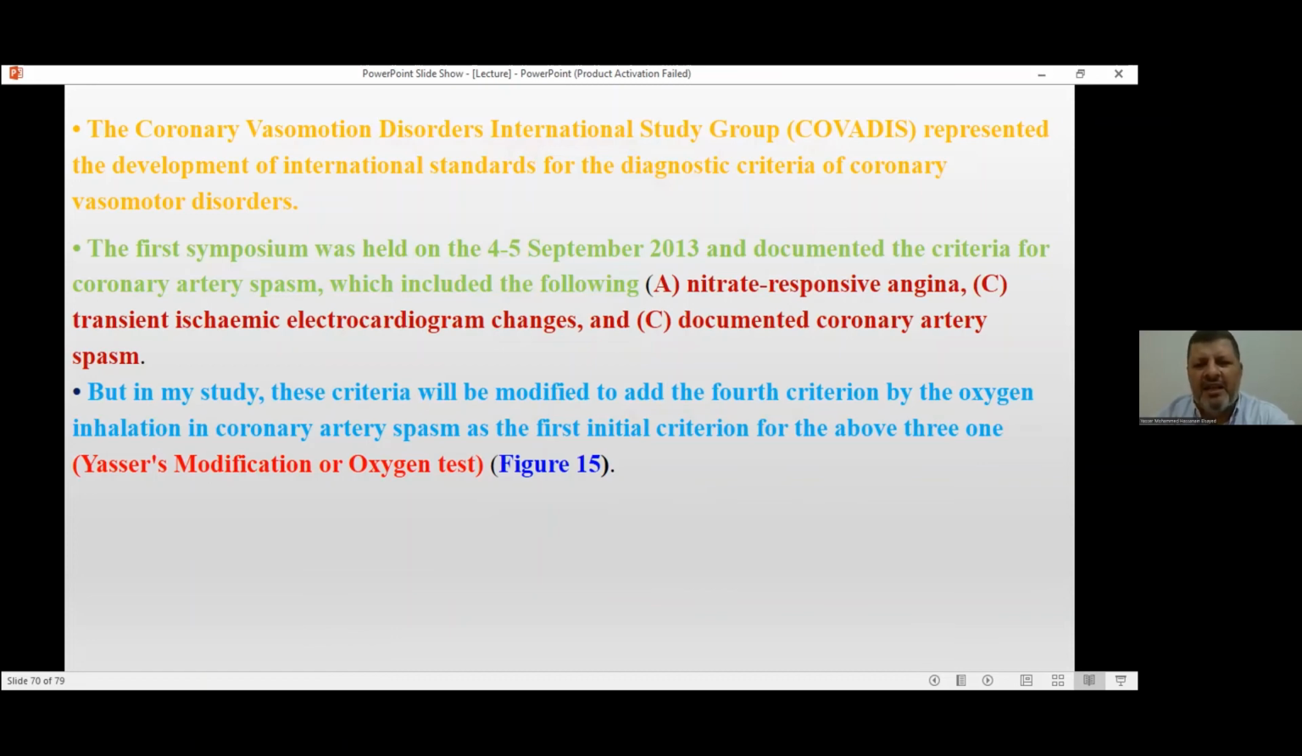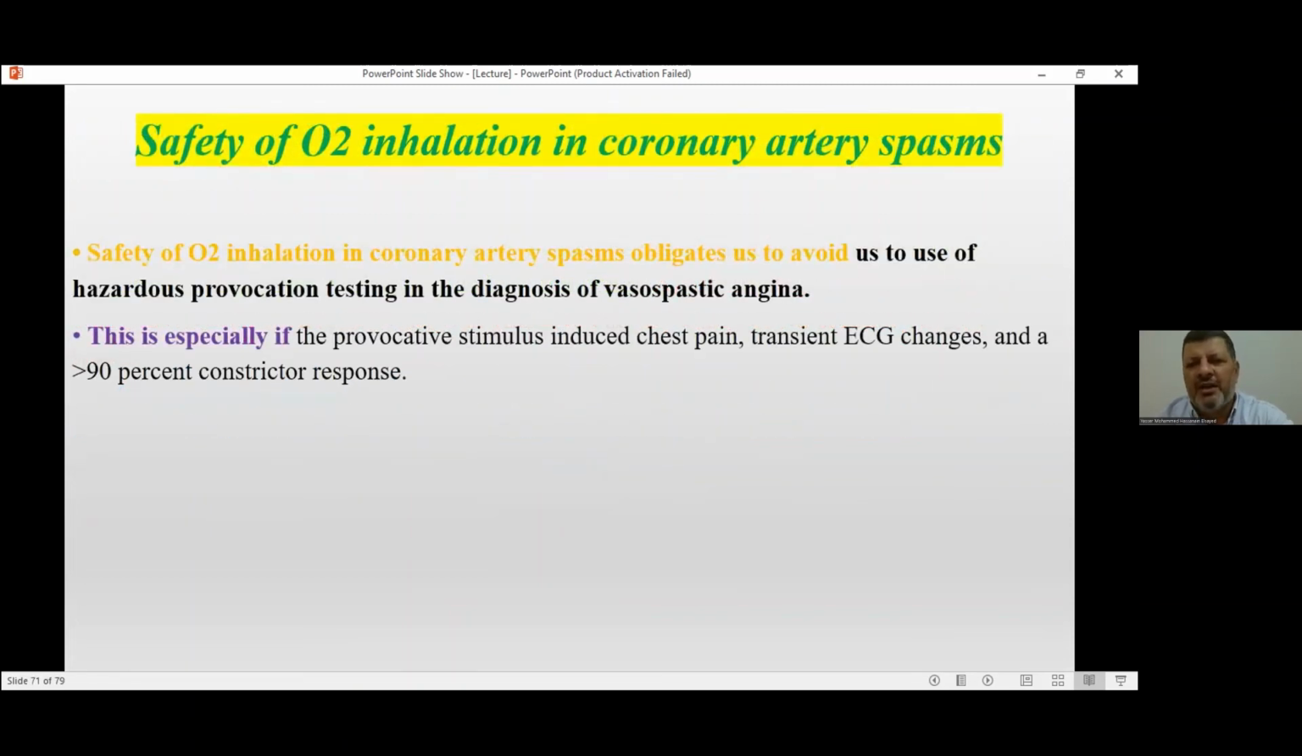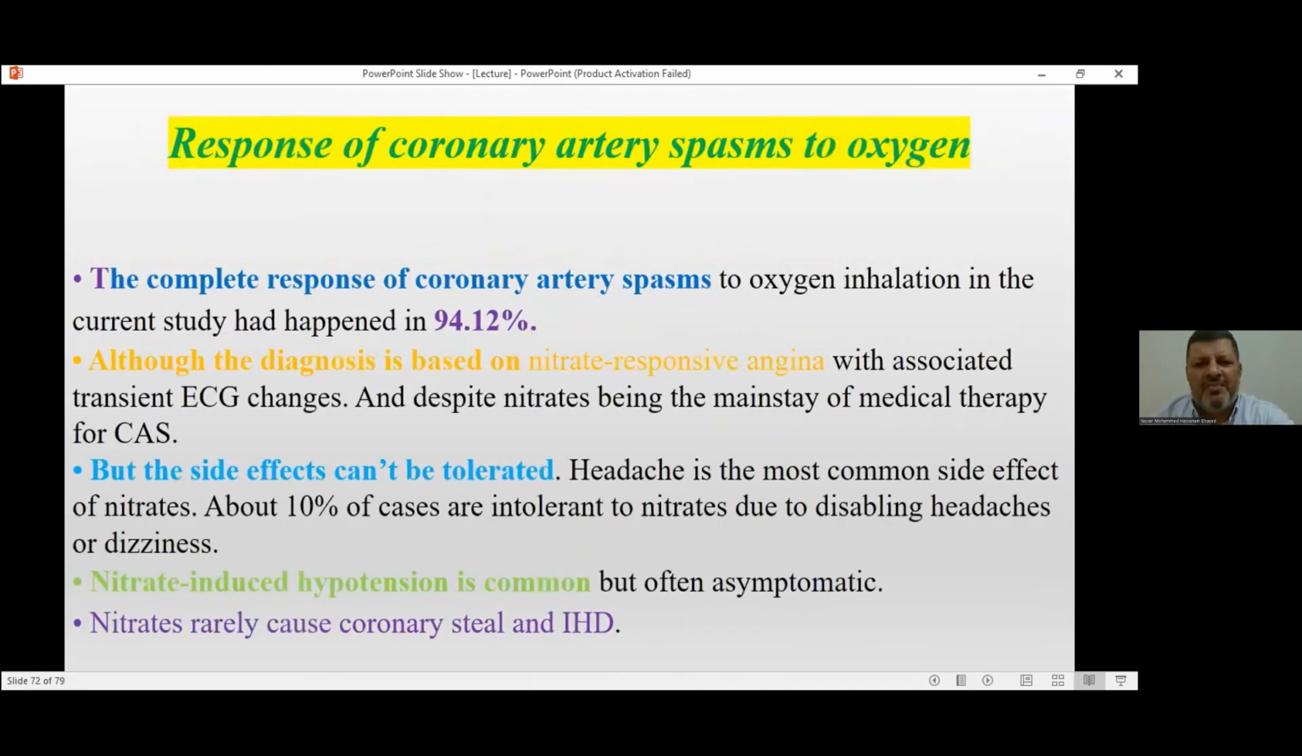But in my study, these criteria will be modified to add a fourth criterion, the response to oxygen inhalation in coronary artery spasm, in addition to the initial three criteria: modifications or oxygen tests. Safety of oxygen in coronary artery spasm. The safety of oxygen in coronary artery spasm obligates us to avoid using hazardous provocation tests in the diagnosis of vasospastic angina, especially if the provoking stimulus induces chest pain, transient ECG changes, and more than 90% vasoconstrictive response.